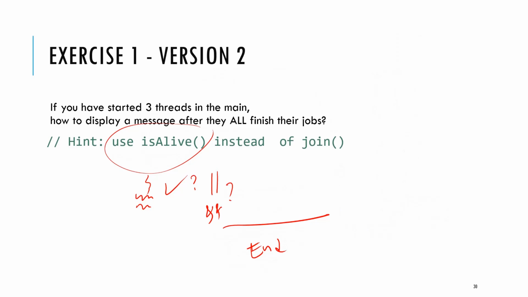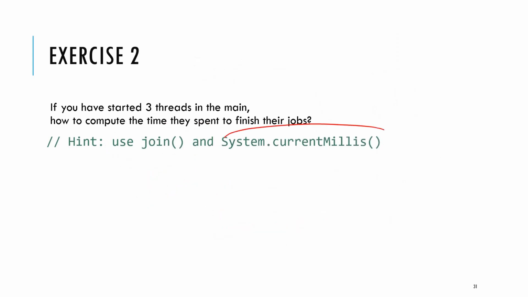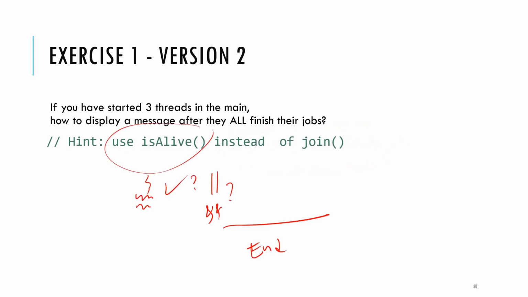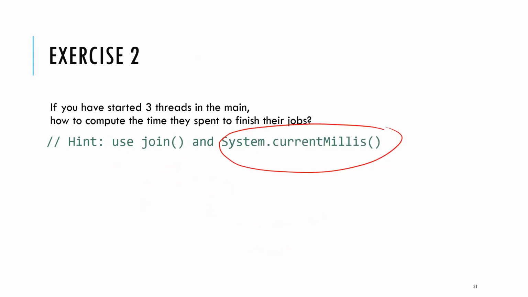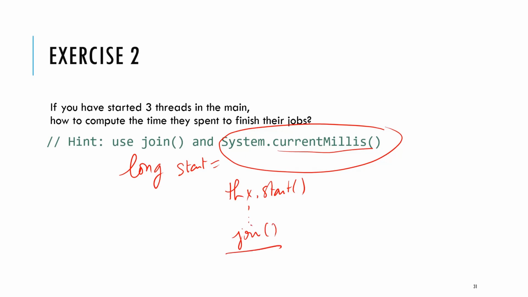So to compare, I'm suggesting to use System.currentTimeMillis, current time in milliseconds. This gives you a long integer that you can call start at the beginning before calling thread x.start, and after you finish calling join or your loops or whatever guarantees the end of the work, you can use long end equal to the same call here.